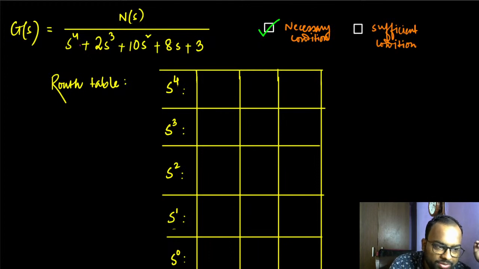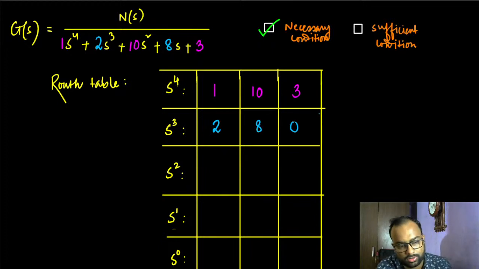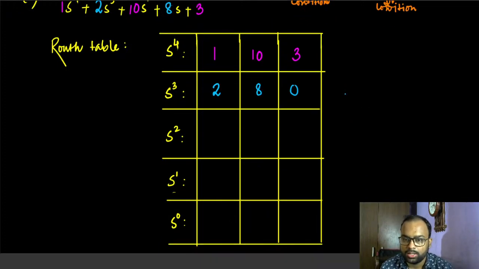Now the polynomial has these coefficients: 1, 2, 10, 8, and 3. What we do is skip one power each. So when we write it, this is going to be 1, this is going to be 10, and this is going to be 3. For the next row, we write this one and this one. So this is going to be 2, 8, and nothing, so 0. So that is something we have here.